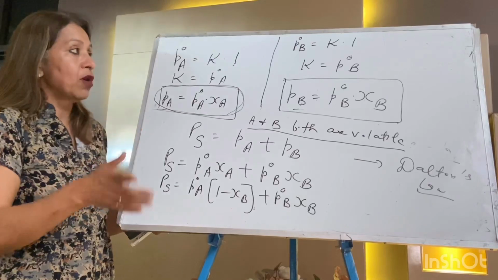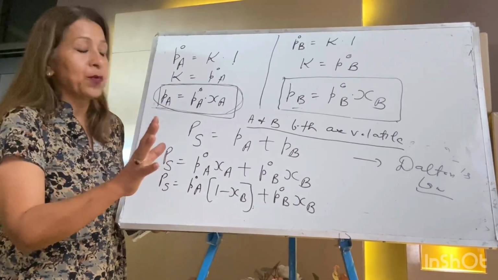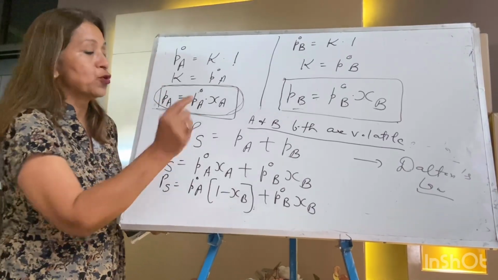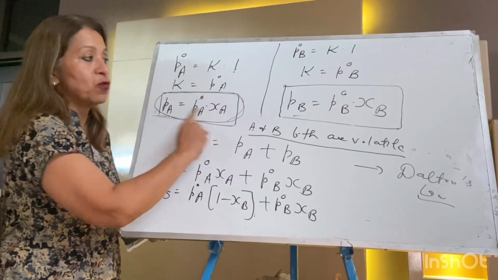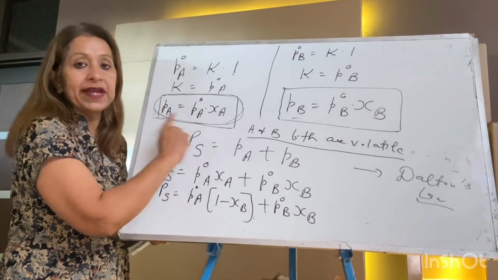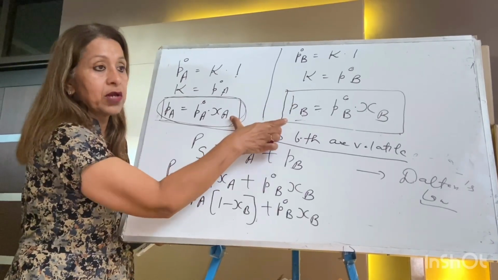Now what is Raoult's law? According to Raoult's law, the partial pressure of any component is directly proportional to its own mole fraction. So PA is equal to P naught A XA, and PB is equal to P naught B XB. This is Raoult's law.